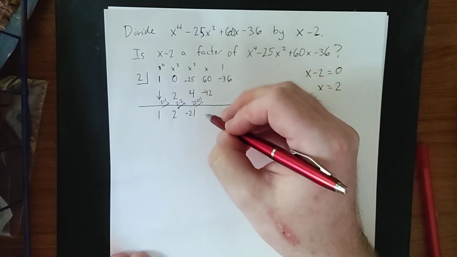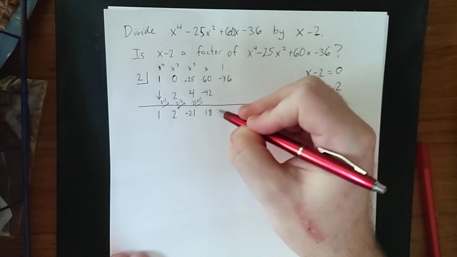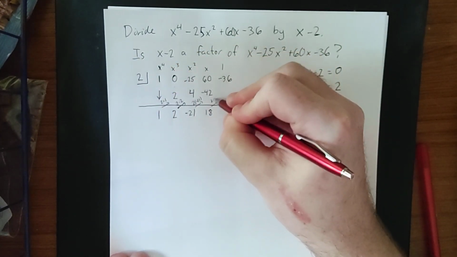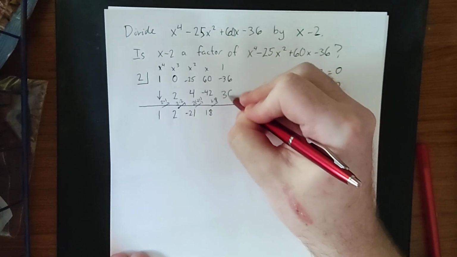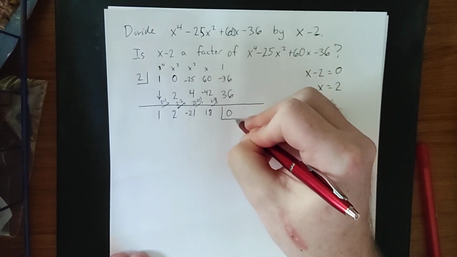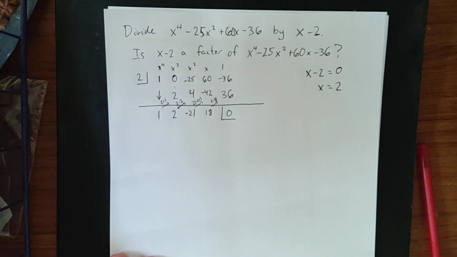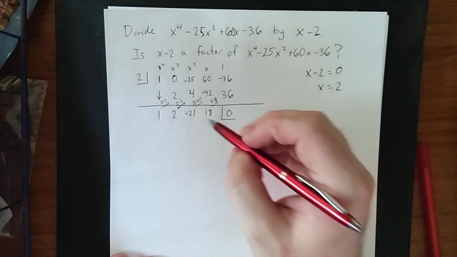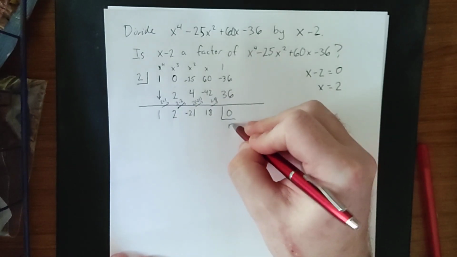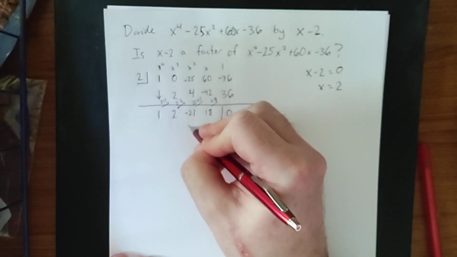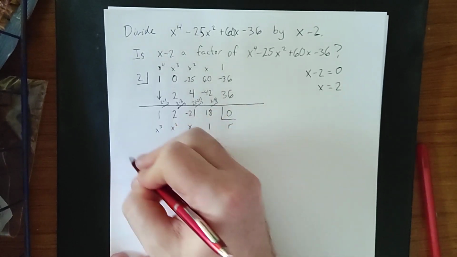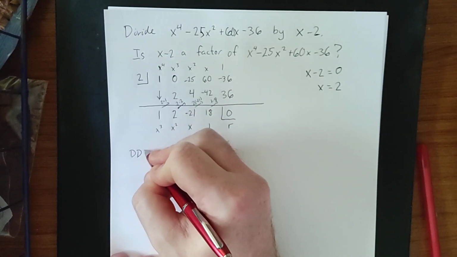60 plus negative 42 gives us positive 18. Then 2 times positive 18 gives us 36. Upon summing the final column, we see that we get a remainder of 0. To interpret what is below the bar, this will be our remainder, our constant term, our x term, our x squared term, and our x cubed term. I'm going to write the result in DDQR fashion.